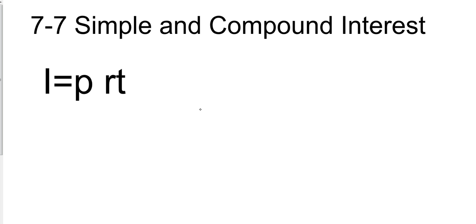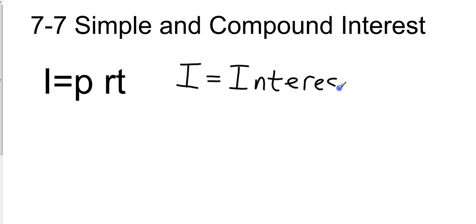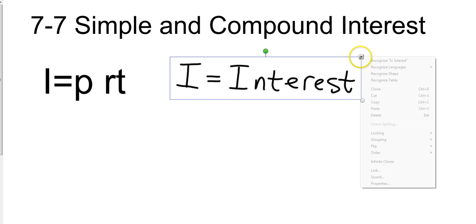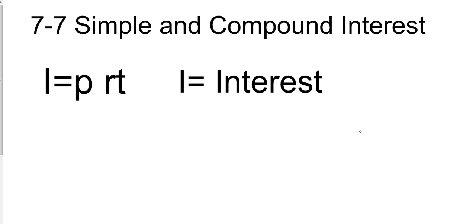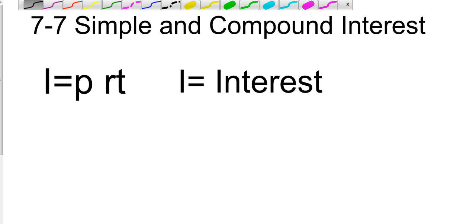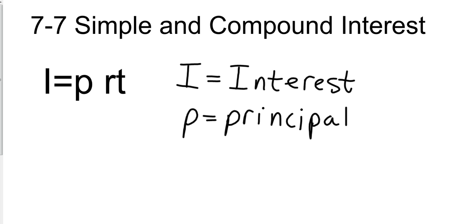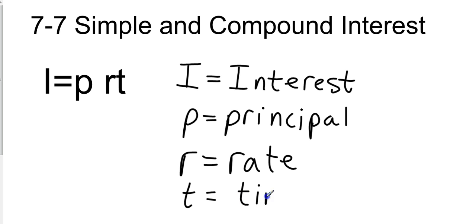In this case, I is interest. P equals principal. And then R equals rate, how much your interest is going to be. And then T is time. Now, very important in this formula that the time is in years. So everything we have to do is in years. So we will have to convert some things here in just a minute, but I will show you how that works. So let's get to an example.